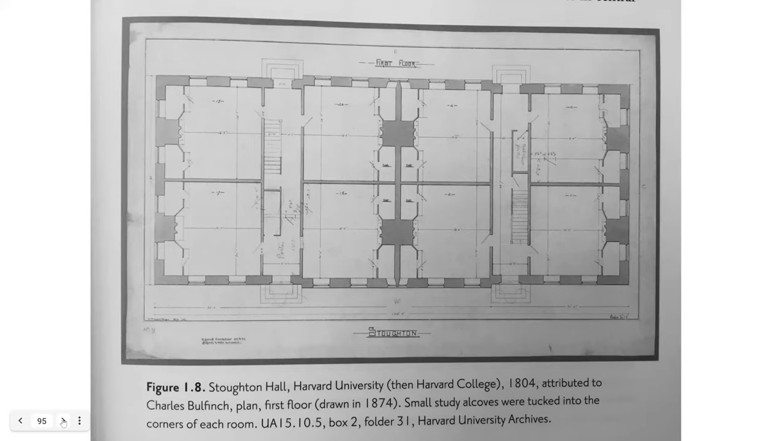By the way, the reason these survived all the way up to 1874 is that these little study carrels, or little closets you could go into to pray or study, were so small that they served very nicely as walk-in closets for clothes. And they're actually labeled, I believe, coat closets in this floor plan.